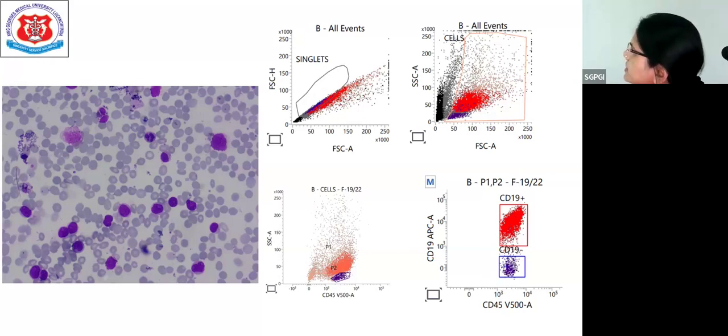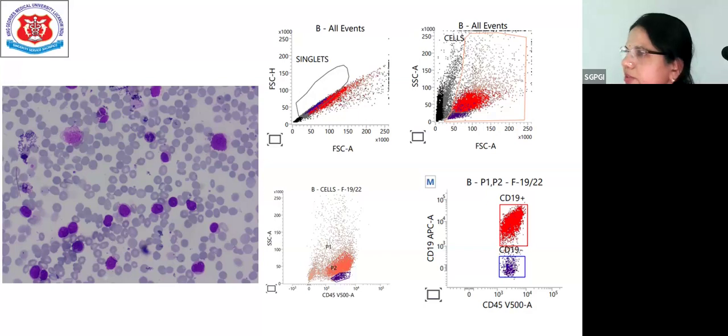Now, FSC versus SSC, the cells are coming slightly higher up on the side scatter, and slightly forward on the forward scatter. So these cells are slightly larger. And when we see the 45 plot, these cells are almost coming up to the monocytic region.